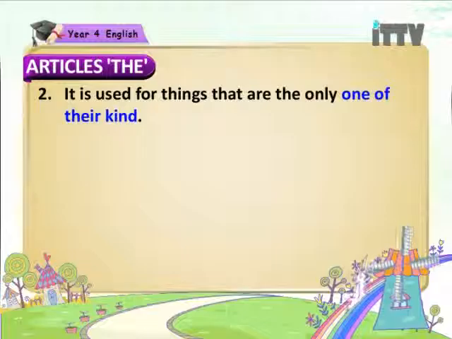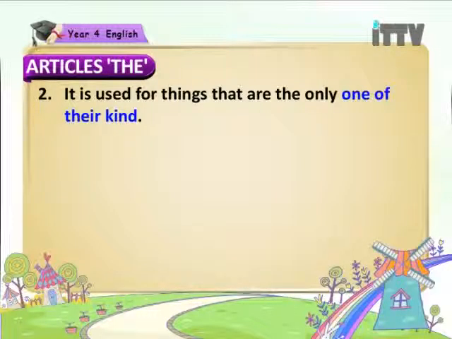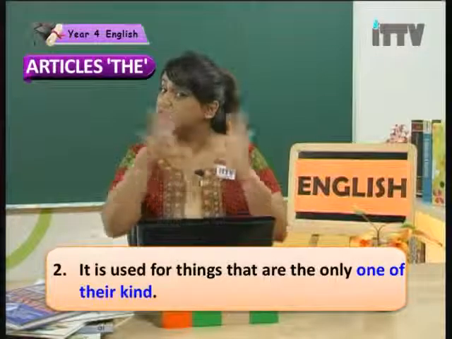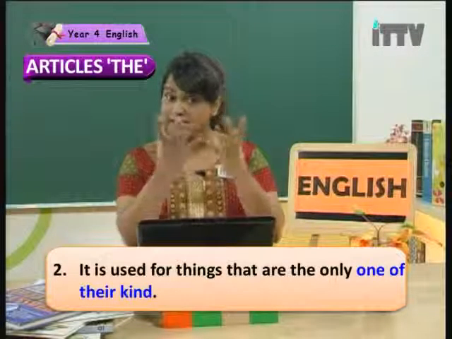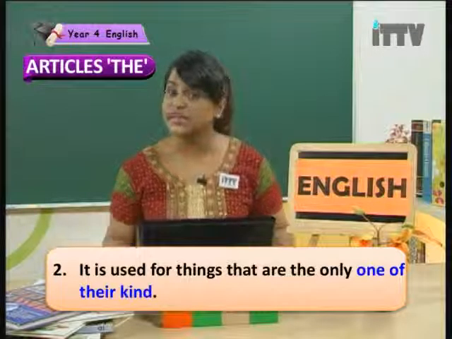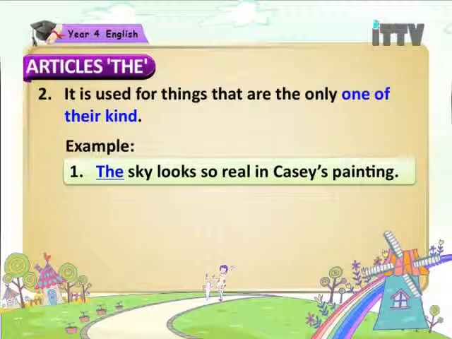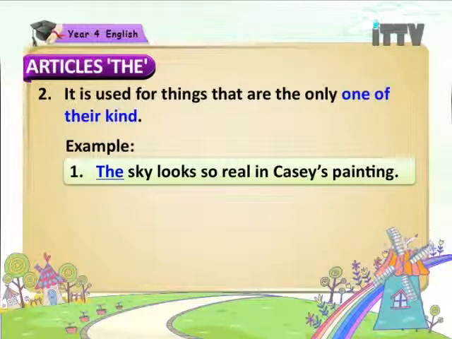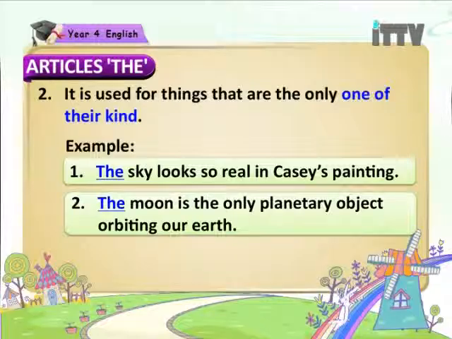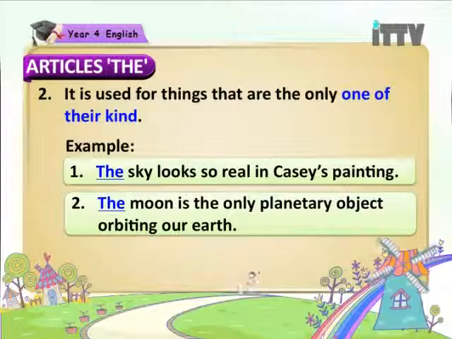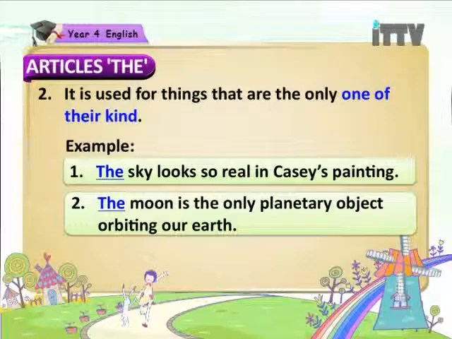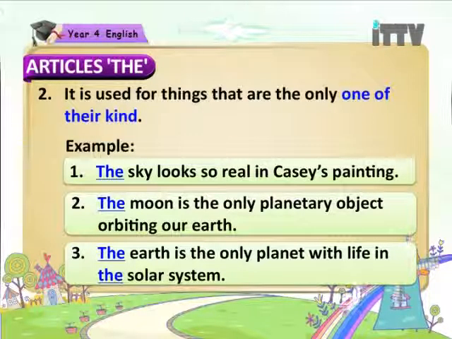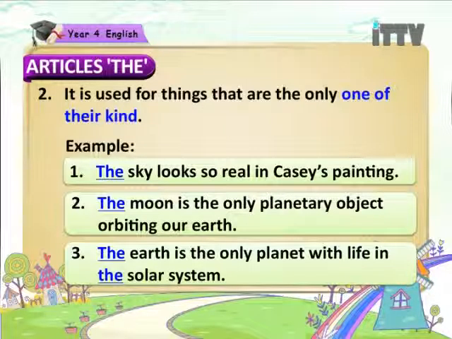It is used for things that are the only one of their kind. So what do you understand from that? Means there are no other things that are that same thing. Let's look at the example. The sky looks so real in Cassie's painting. The moon is the only planetary object orbiting our Earth. The Earth is the only planet with life in the solar system.